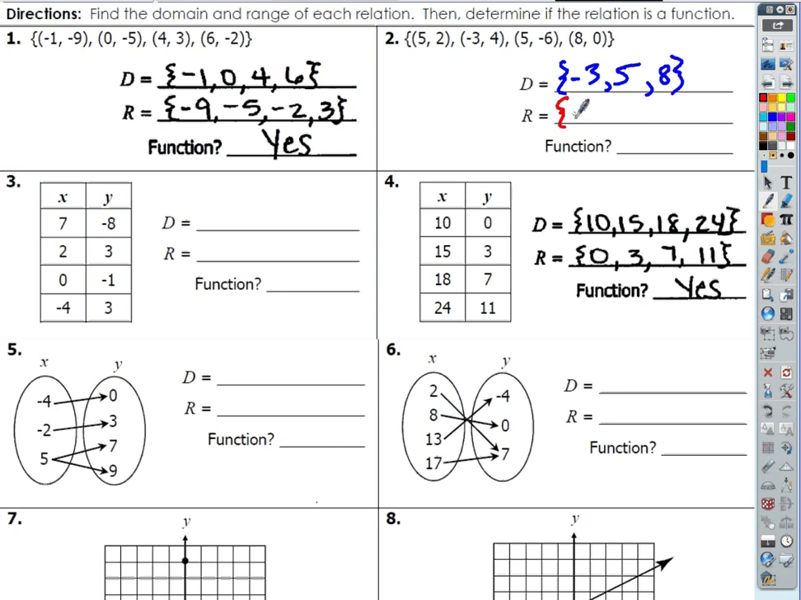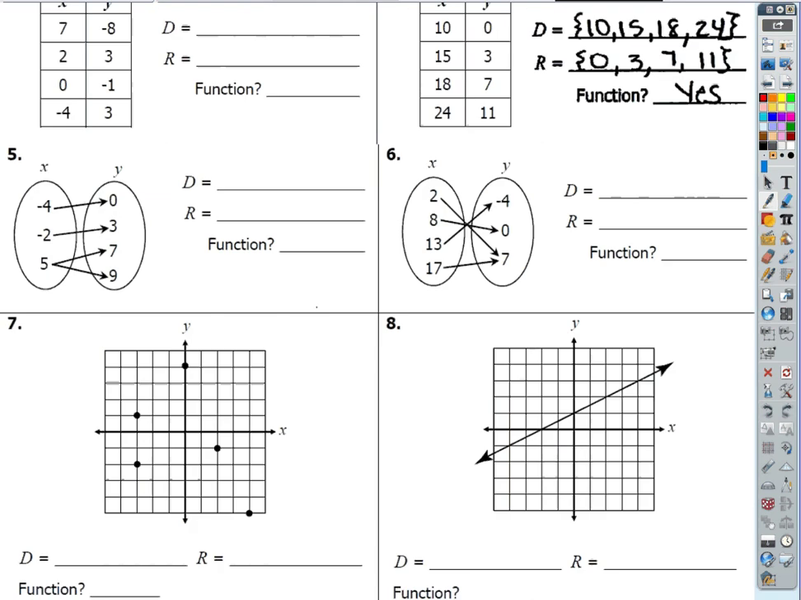2, 2, 4, or -6, 0, 2, 4. Is it a function? No. No, it's not. Right there, look. Got repeated values. Okay, we can look at these in terms of mappings also.